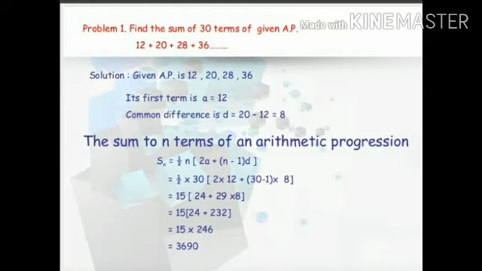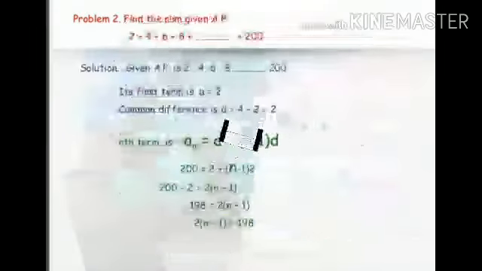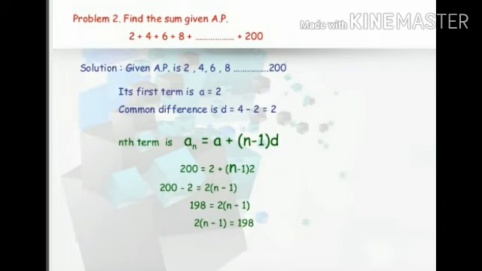Dear students, in the next step, 15 into the bracket, 24 as it is we write down, plus we multiply 29 into 8, then we get 232. In the next step, 15 we write down as it is, we add 24 and 232, we get 246. Now we multiply 246 into 15, we get 3690. This is the sum of 30 terms. So we see the next example.